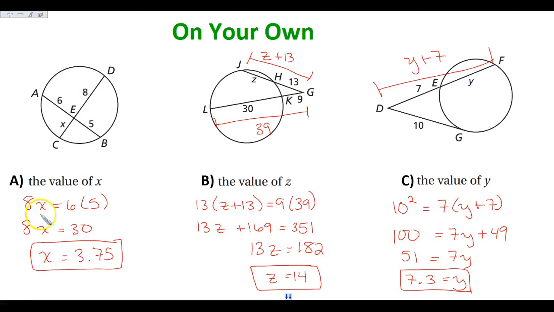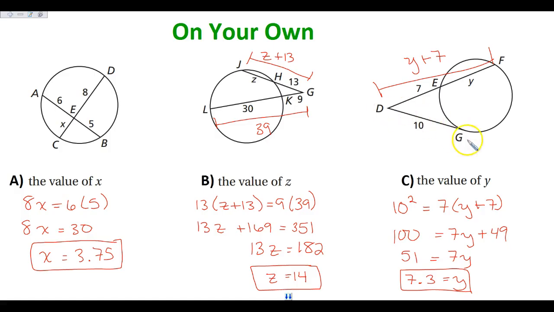All right, so let's go ahead and check our answers. Here, the intersection of our chords is inside the circle, so that means we're multiplying the pieces. I'm going to do 8 times x equals 6 times 5, and get x is 3.75. For B and C, the intersection of our 2 segments is outside the circle, so it's going to be the outside times the whole thing equals the outside times the whole thing. The outside is 13 for the top one. The whole thing is z plus 13. Here the outside is 9 times the whole thing, which is 39. Solve that, and we get z is 14.